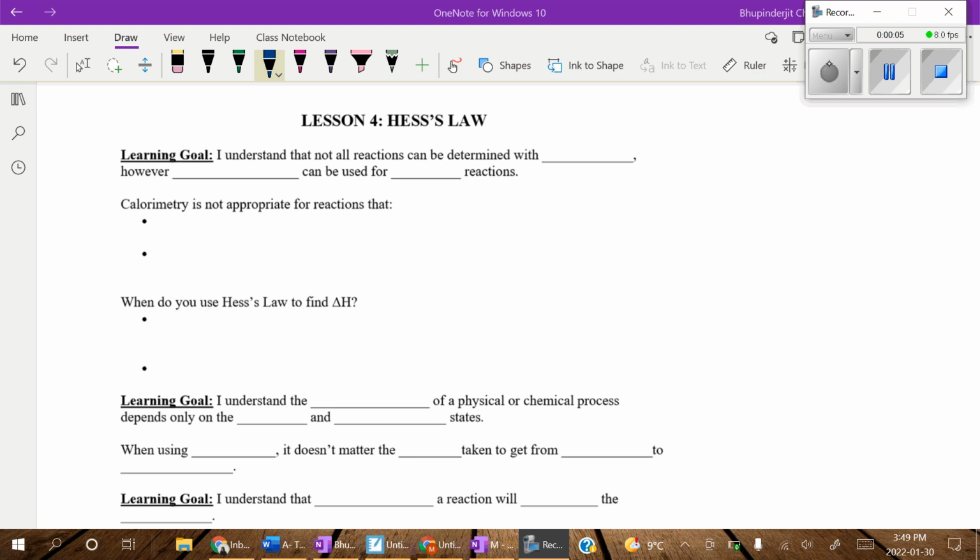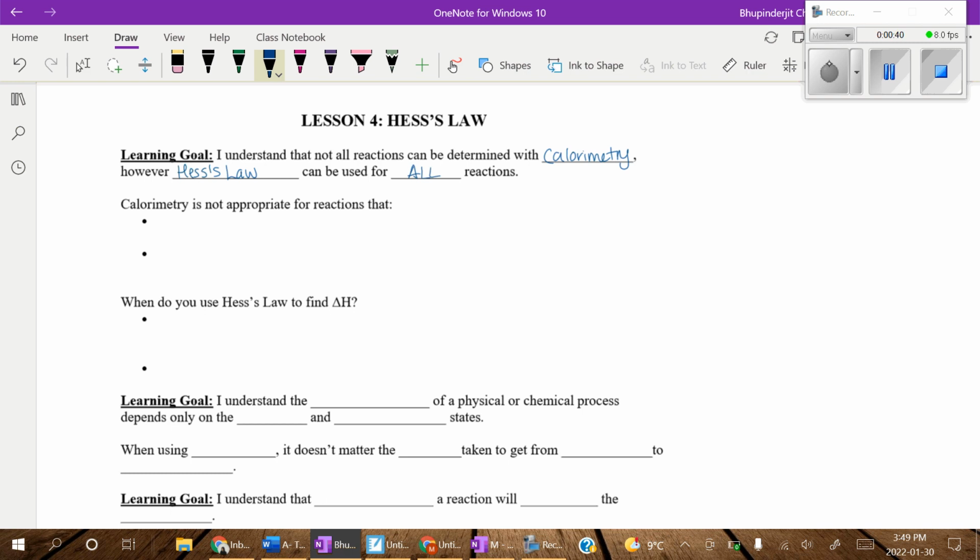We are going to be covering Hess's Law today. Let's begin with our learning goal. I understand that not all reactions can be determined with calorimetry. We've been talking about calorimetry in the last couple of lessons, but it is only used in theory. However, Hess's Law can be used for all reactions.